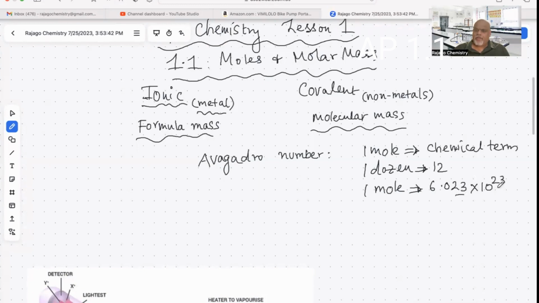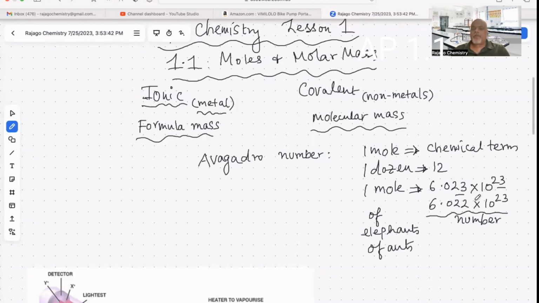I just make it easy, like 10 to the 23, just to remember, because this is already a huge number. If you say 6.02 times 10 to the 23, it's also fine. If you want to be extremely specific, then you can write 6.022 times 10 to the 23. Both will give you very close answers. So 1 mole is nothing but this many particles. If I say I have 1 mole of apples, I have 6.022 times 10 to the power 23 apples. If I have 1 mole of elephants, I have this many elephants. This is a huge number of elephants. If I have this many ants, that is the meaning of it.